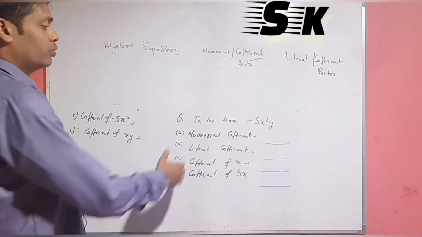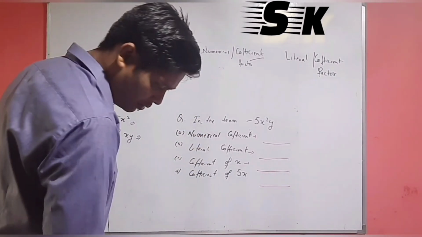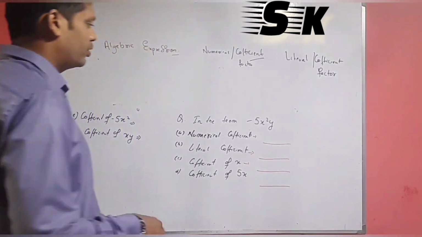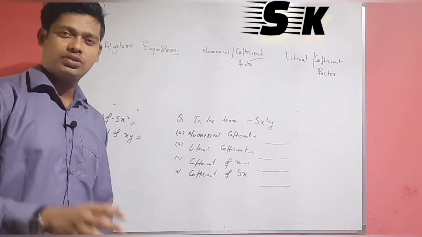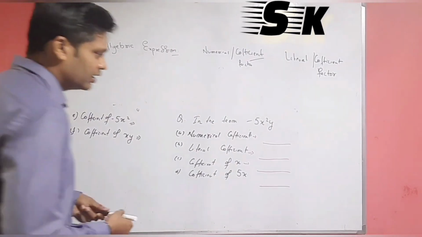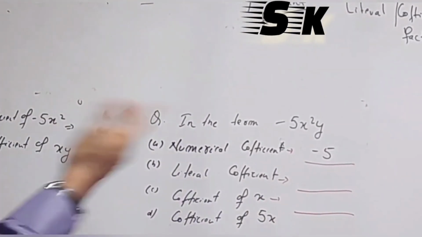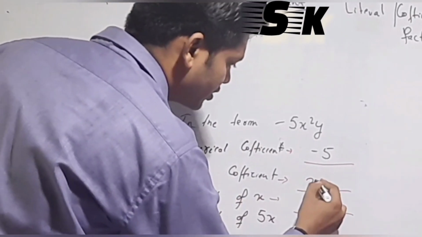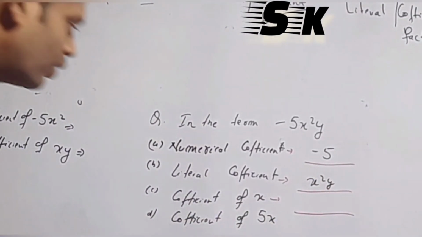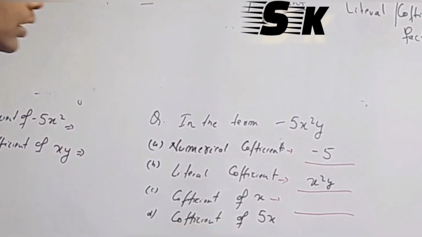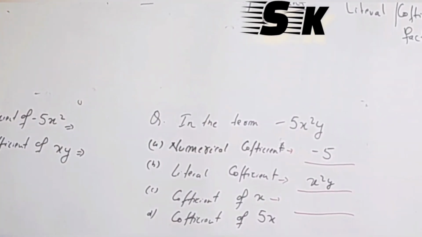Now, numerical coefficient. Is the question complete? The question is complete. So what is the numerical coefficient? What do you mean by numerical? The value which is constant. What is the numerical coefficient over here? Sir, minus 5. Very good. And what about the literal, meaning variable? The remaining things, x square, y, are not fixed, they are variables. Now what is the coefficient of x? Sir, here x square is there, x is not there.